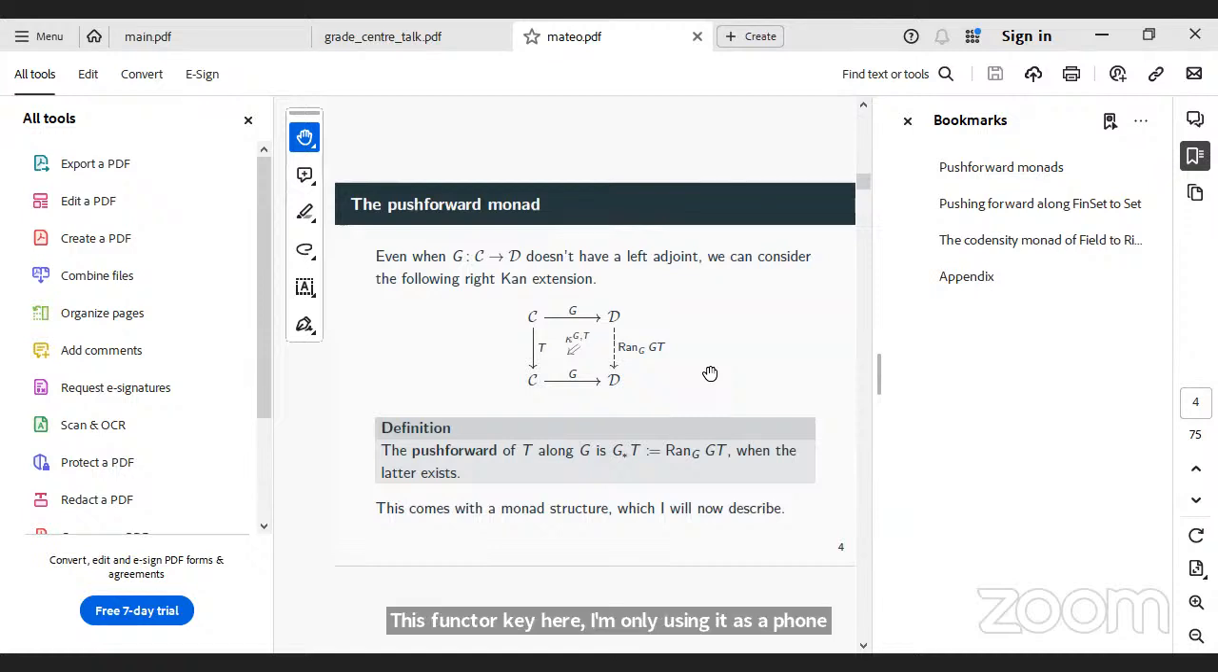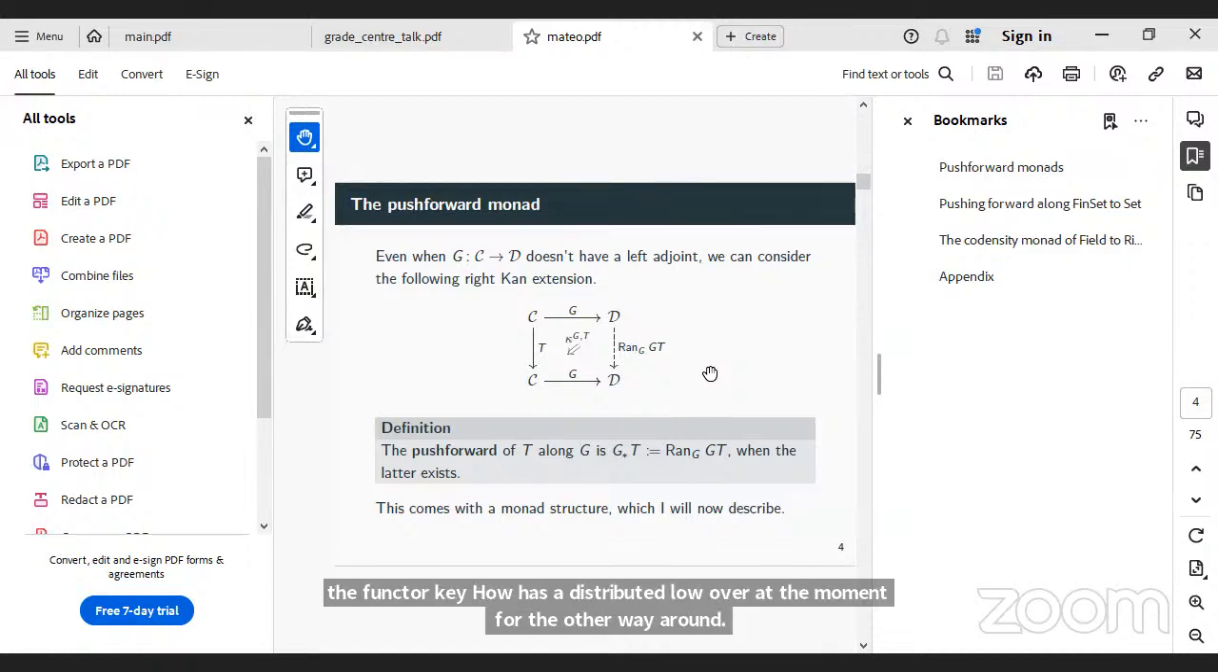So it gives me a map of monads from the monad T here to the extension to the push forward if the functor G has a distributive law over the monad, or the other way around. But it forgets that one of them is a monad essentially.